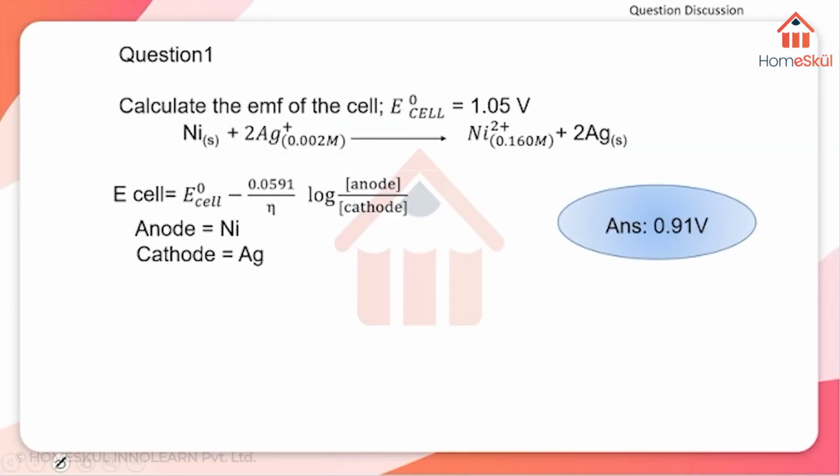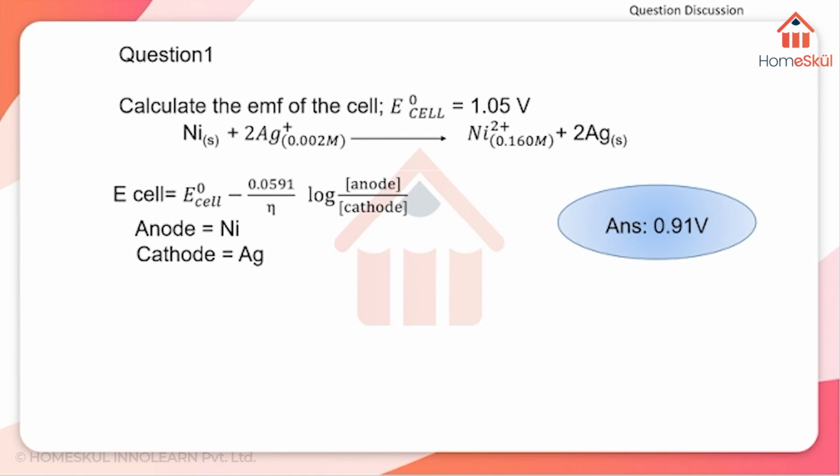Sure. The first question is, calculate the EMF of the cell, where the standard electrode potential of the cell is 1.05 volt. Ni + 2Ag+ gives Ni2+ + 2Ag. You can see the concentration is given in the bracket and you are asked to find the EMF.